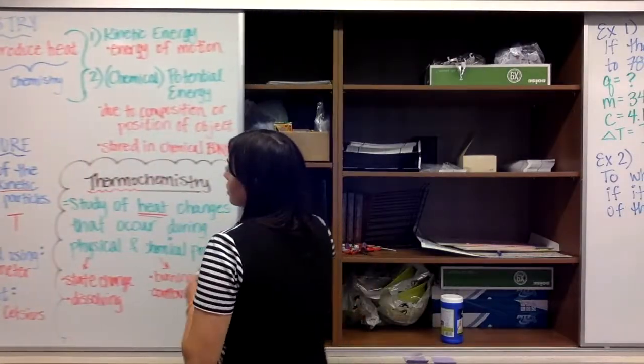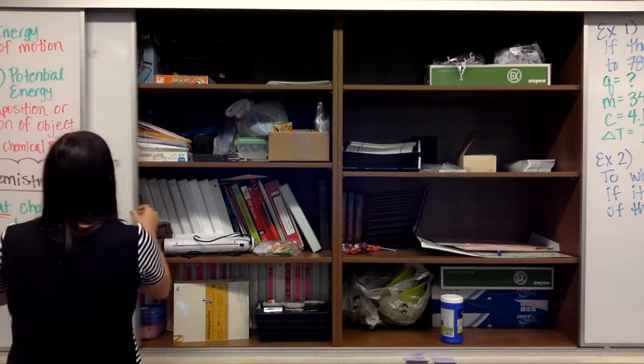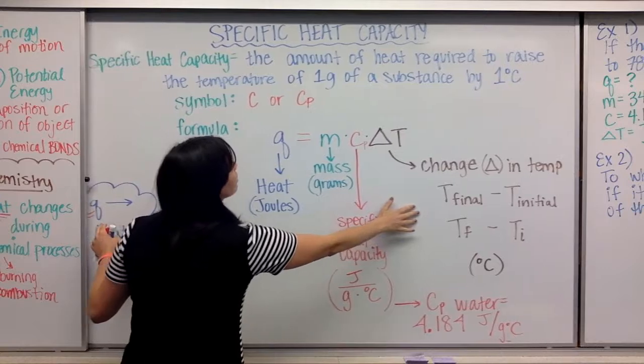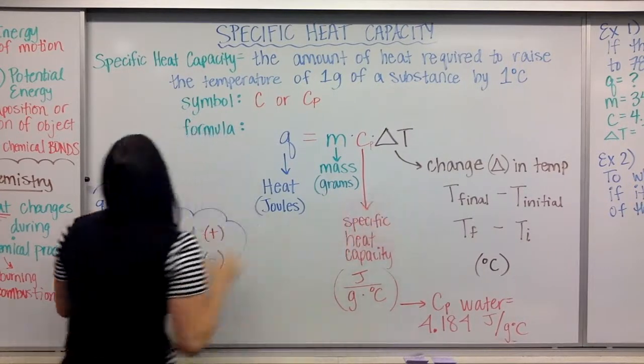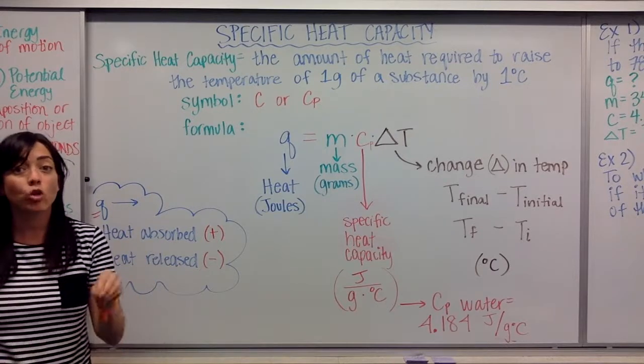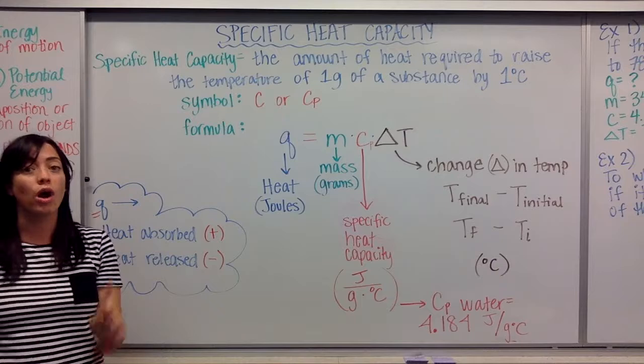So, now more in depth about specific heat capacity. As we saw, that is a part of our new important equation that we're going to be using today. The specific heat capacity is the amount of heat required to raise the temperature of 1 gram of a substance by 1 degree Celsius.